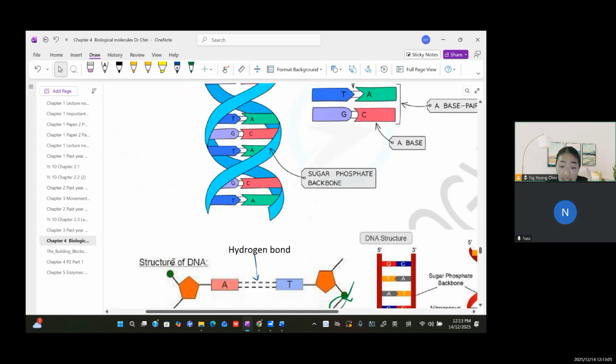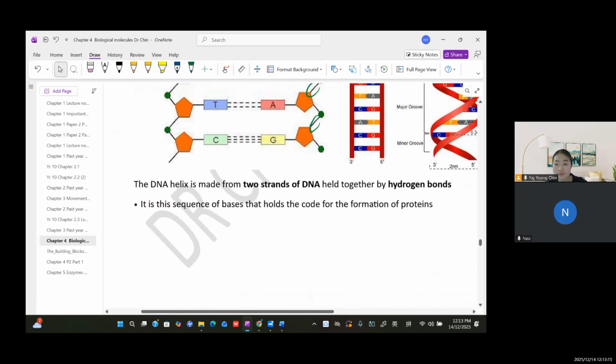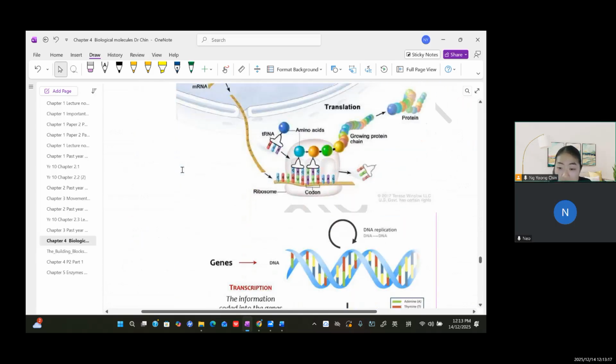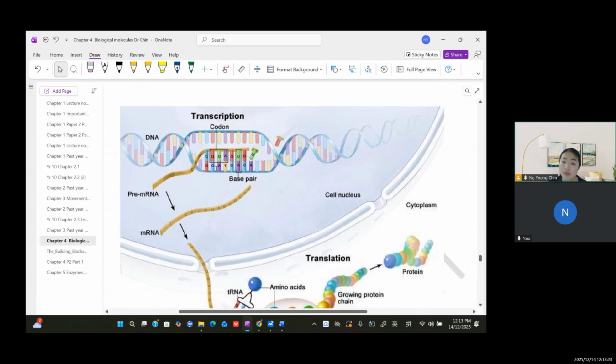Okay, DNA has 2 strands. How about RNA? Does RNA also have 2 strands, or do they only have a single strand? What's your answer? RNA, what do you think? Does RNA have 2 strands like DNA, or only a single strand? A single strand. Yeah, RNA has a single strand. Maybe you're wondering what's the difference between DNA and RNA structures? The difference is DNA is double stranded, RNA is single stranded.